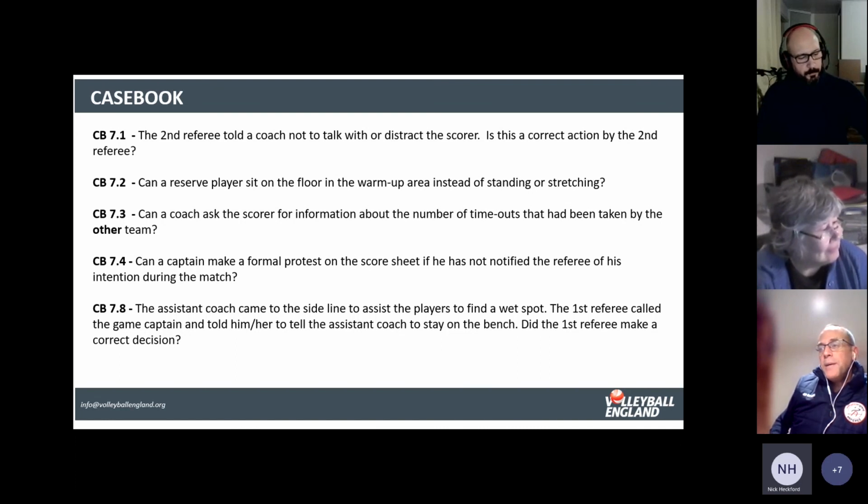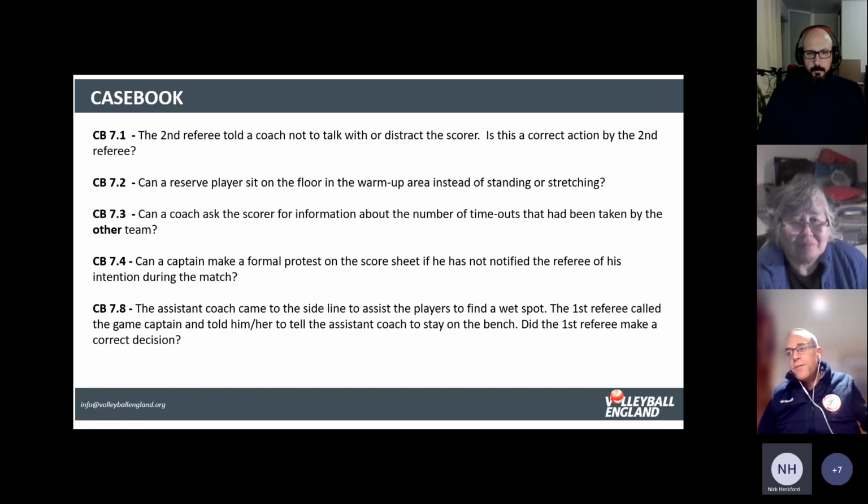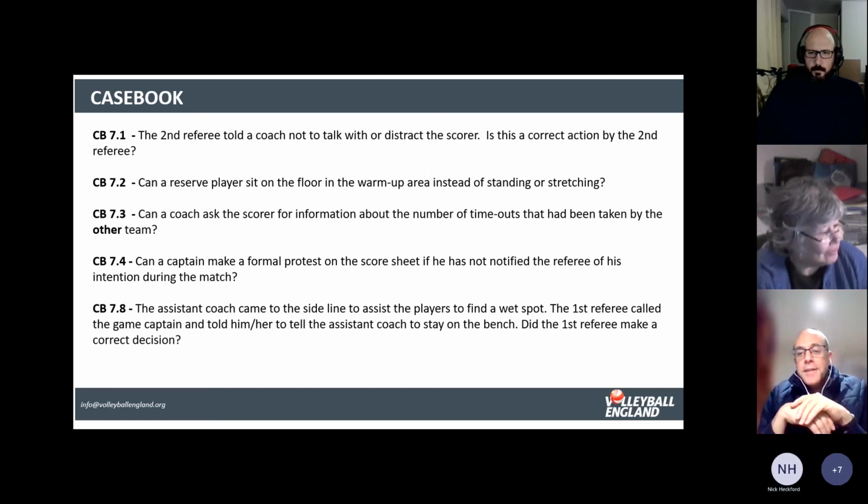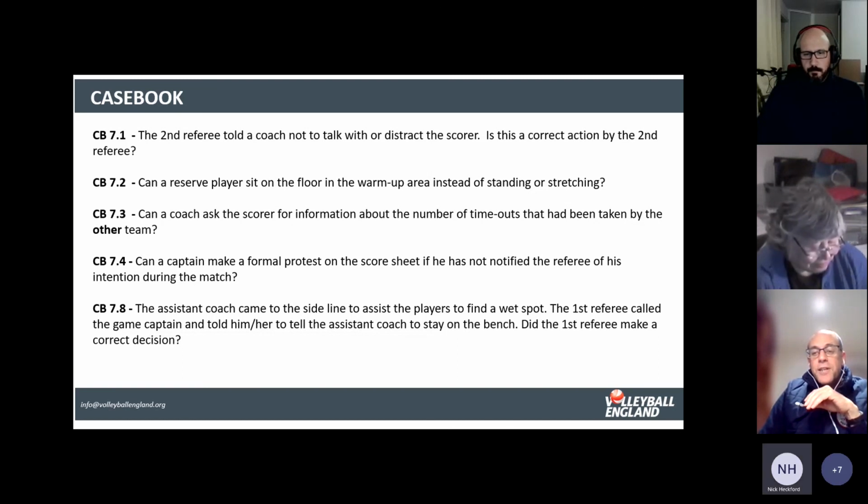The assistant coach came to the sideline to assist the players to find a wet spot. The first referee called the game captain and told him to tell the assistant coach to stay on the bench. Did the first referee make the correct decision? What do we know about the assistant coach? They need to sit down. Absolutely.